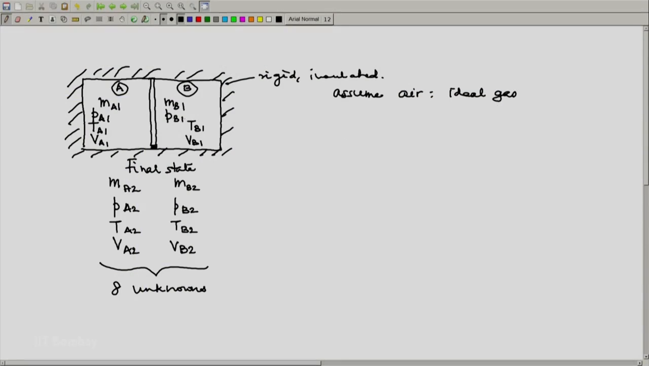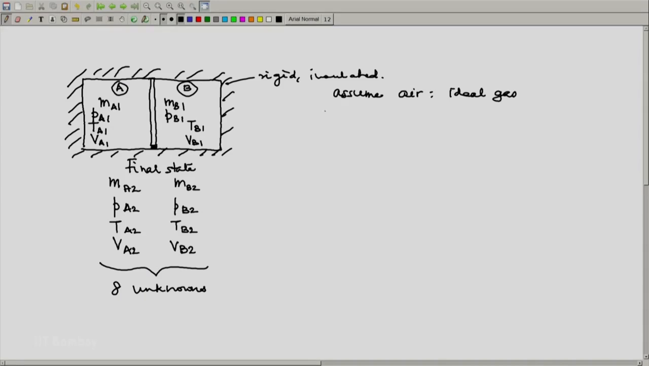First, although A plus B together is a closed system, because the piston is leak proof, mass on side A remains unchanged, mass on side B remains unchanged. So, one equation would be MA2 is MA1. Similarly, MB2 is MB1. 2 equations. Then, well, we have assumed air to be an ideal gas. So, even the final state will satisfy PV equals MRT.